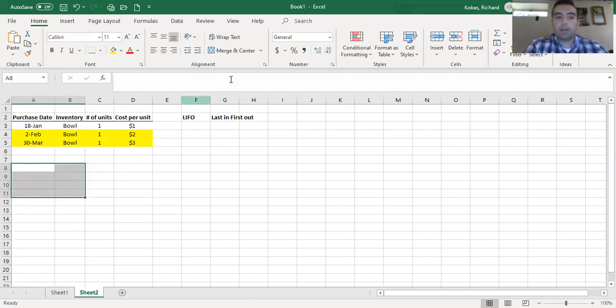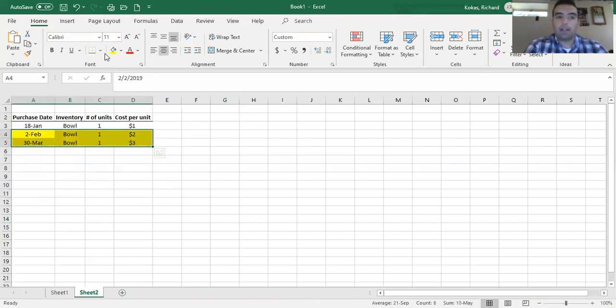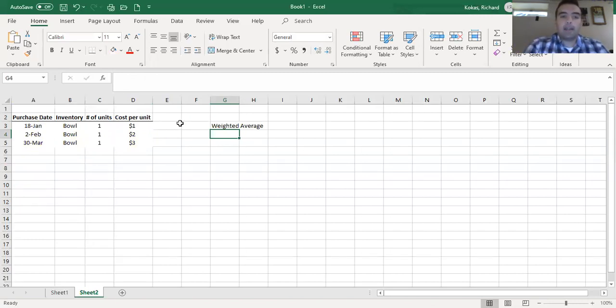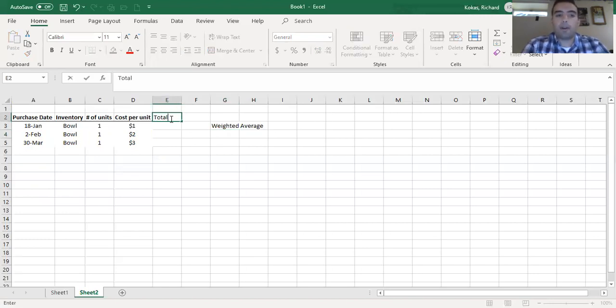So let's quickly go on to weighted average in the time we have. I'm going to eliminate the column again and start fresh. Weighted average means that we're going to take an average cost per unit of inventory. This one involves a little more work at first, but I think it's way easier once you do that little bit of work. We're going to need one more column in our table, and what we're going to calculate is the total cost.